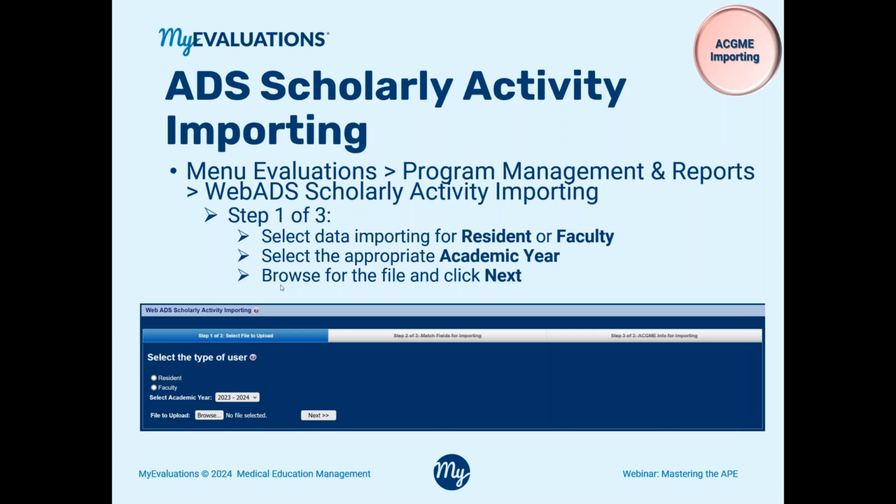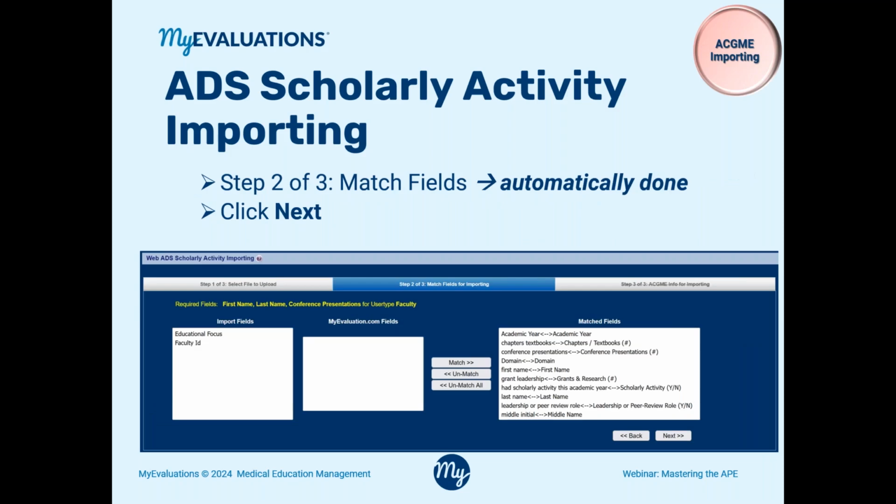It's a 3-step process. So in step 1, you're going to decide, am I importing data for residents or for faculty, and for which academic year, and then I click next. So that's all this information here. And we're going to look at that in real time as well.